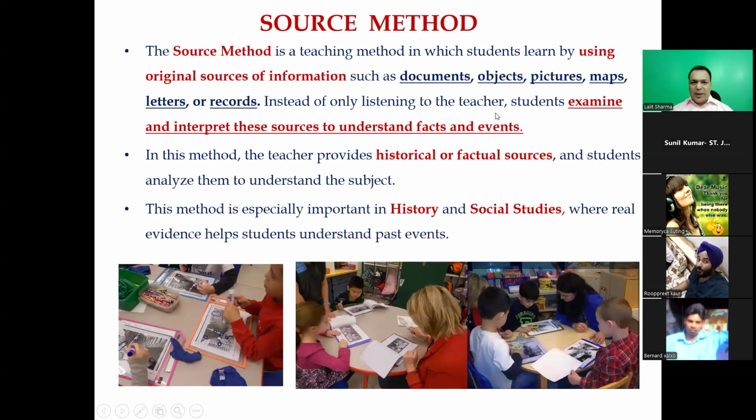Okay, next, the source method. So the survey method we are done, discovery method we are done. Now the source method. This is another important method of social science. The source method is another teaching method in which students learn by using original sources of information such as documents, objects, pictures, maps, letters, or records. Instead of only listening to the teacher, students examine and interpret these sources to understand facts and events.